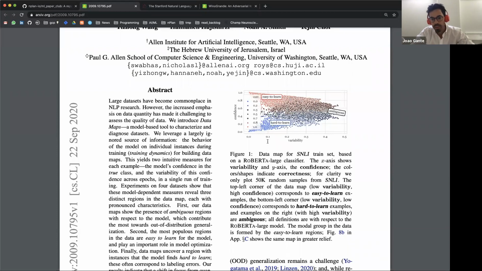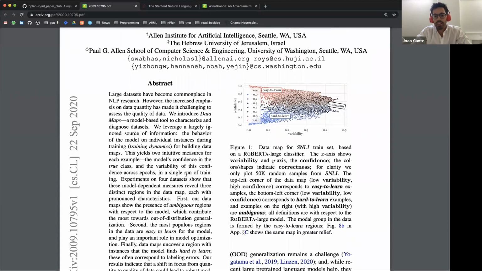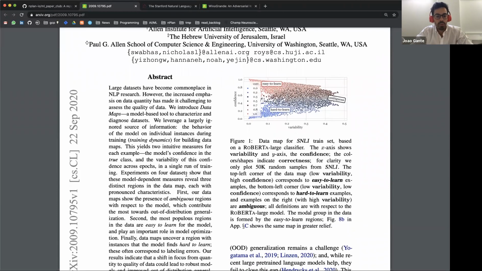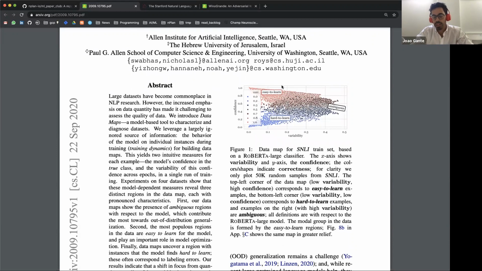And from this map, they essentially categorized 3 regions. So you have your samples in your data set that are easy to learn. These are the samples that your classifier can, in a few epochs, just understand and be able to work with. Easy to learn samples usually have high confidence and low variability. On the opposite side of the spectrum, hard to learn samples have low confidence and low variability. These are the samples that are very hard for the classifier to ever get right.